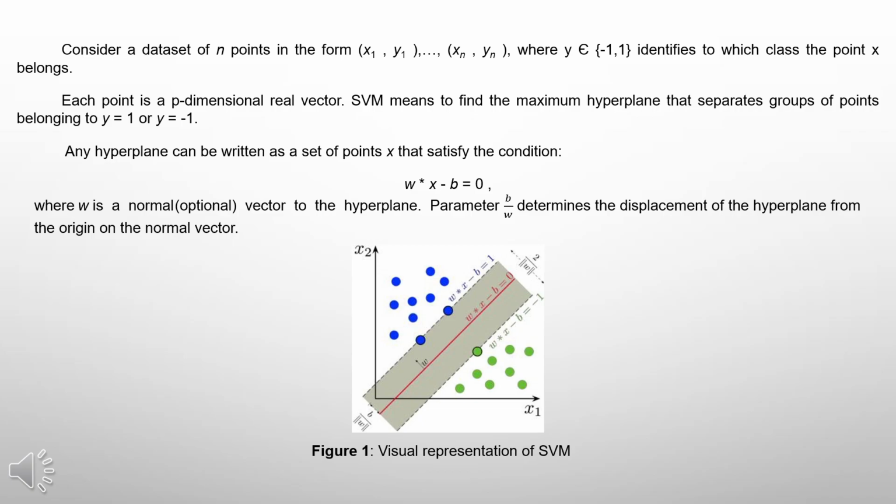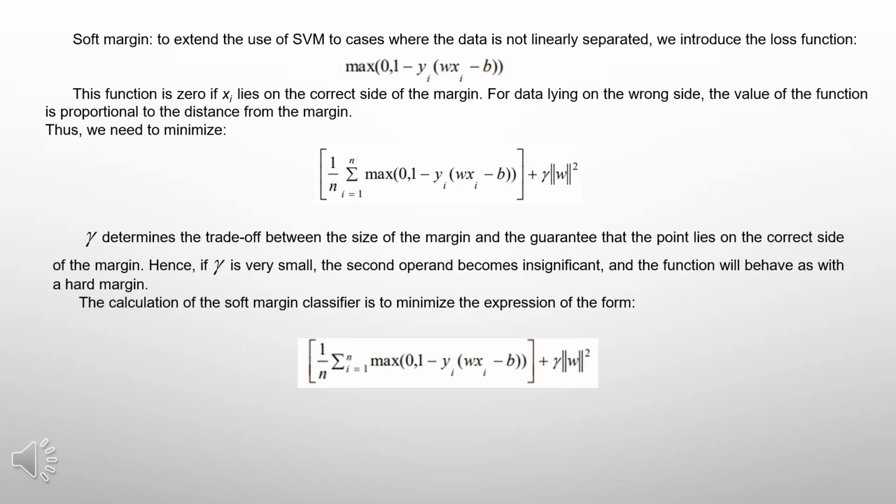Any hyperplane can be written as a set of points x that satisfies the condition, where w is a normal vector to the hyperplane. Parameter b divided by the norm of w determines the displacement of the hyperplane from the origin along the normal vector. Figure 1. Visual representation of SVM.